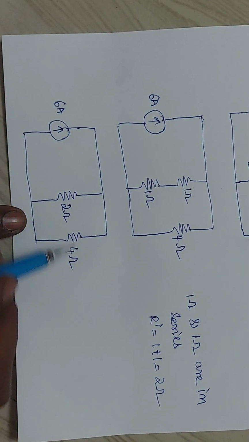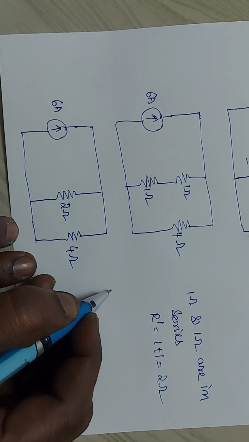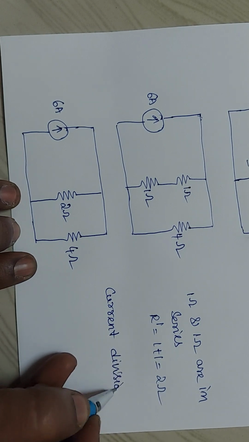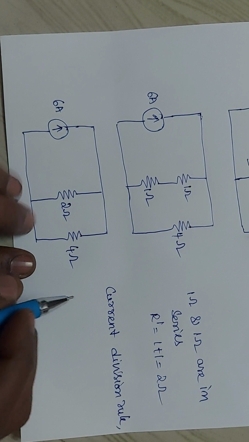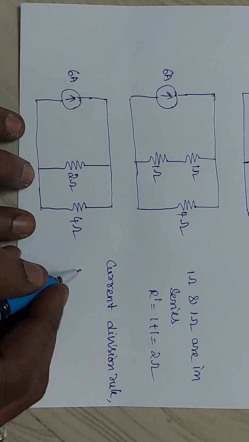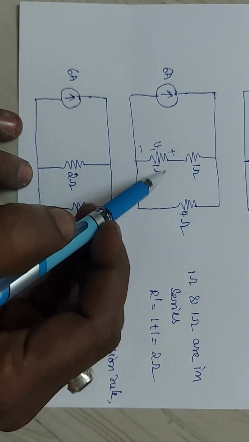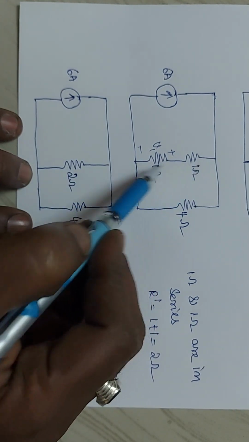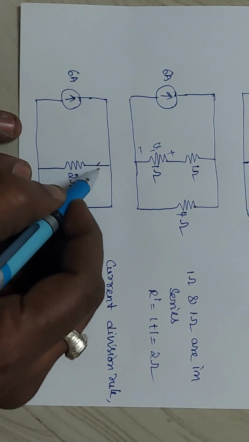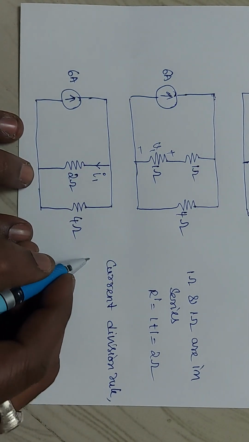Now here you can apply the current division rule. According to the current division rule, what is it? Here two resistors are there, and we know the total current. We need the response here, so we need to find out the current that is entering here, through this 1 ohm in this 2 ohms resistor. Now I need to find out what the current is here. I will consider this as I1. So what is this I1 value?